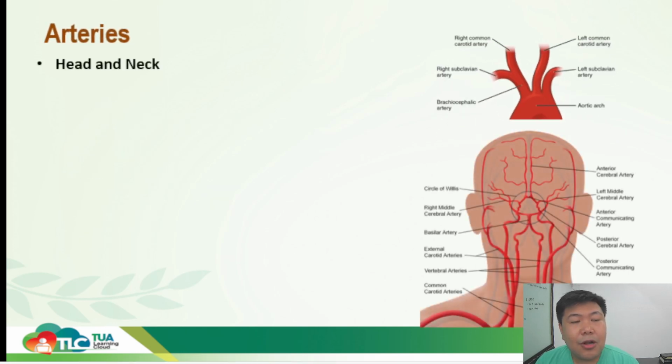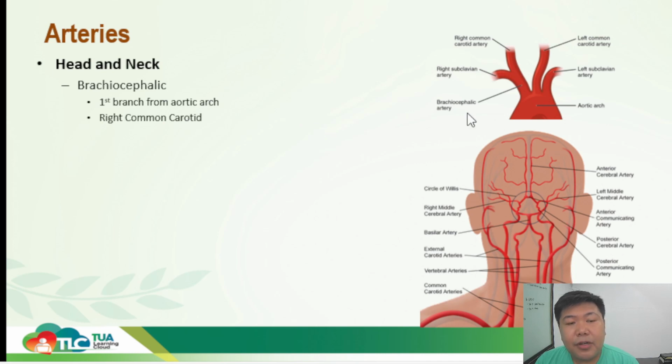Now, let's talk about the arteries found in the head and neck. And let's first start with the branches of the aortic arch. So, if you see in this image above, the aortic arch will have one, two, and three main branches. The first main branch is called the brachiocephalic artery.